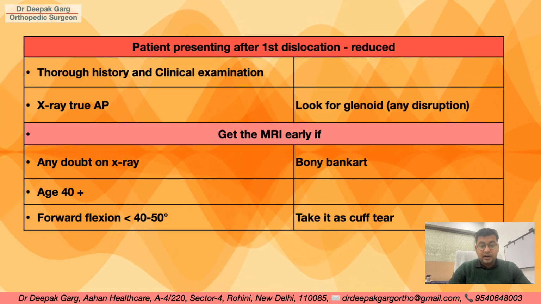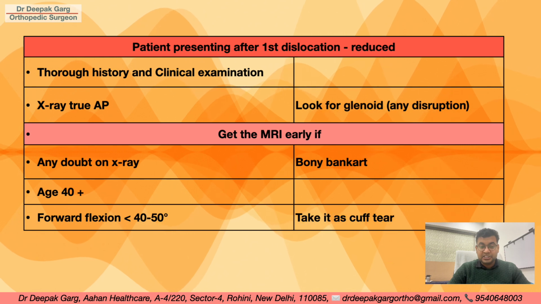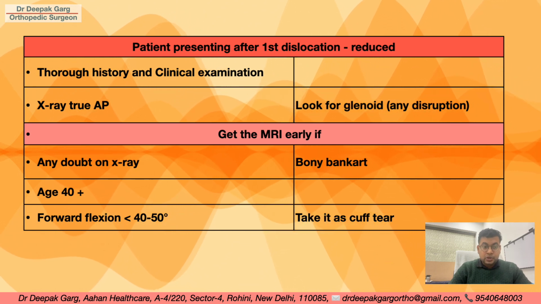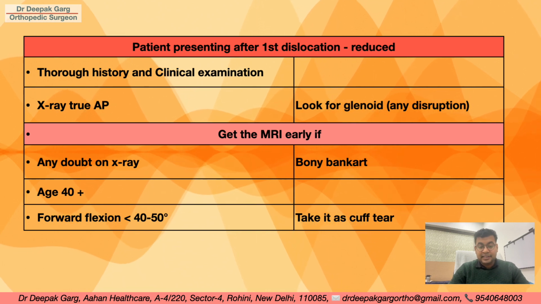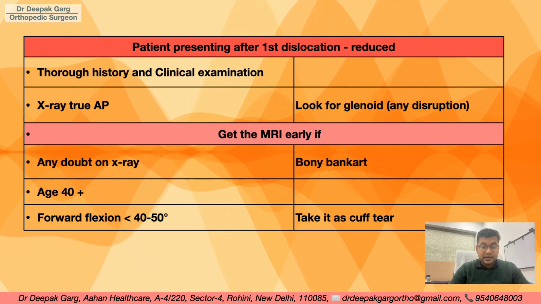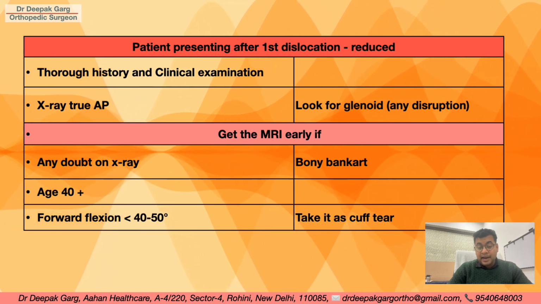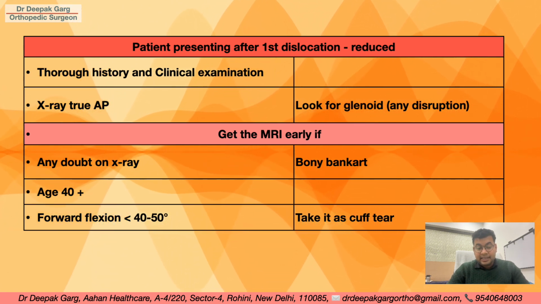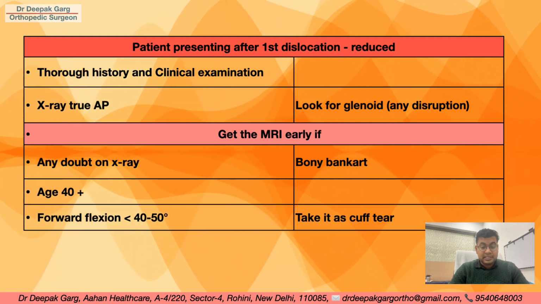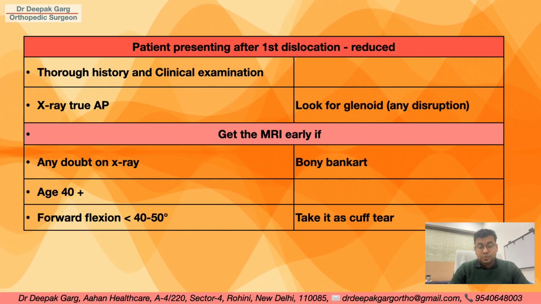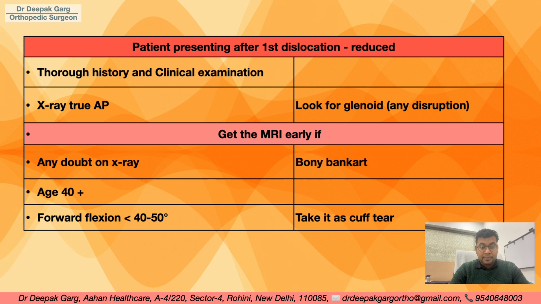Now imagine a scenario in our OPD when the patient presents to us for the first time after the dislocation. We will take a thorough history and clinical examination. Then we will take the X-ray and look for glenoid disruption. About the MRI, we should get the MRI early in cases of any doubt on the X-rays about any Bankart lesion or Hill-Sachs lesion. If the patient's age is more than 40 years, we should get the MRI early. We should not hesitate to take the MRI.